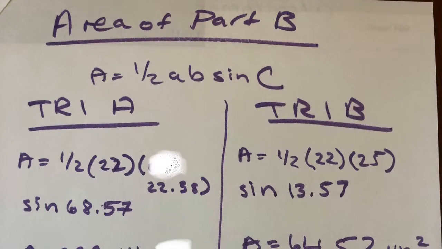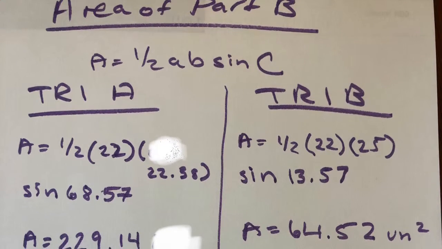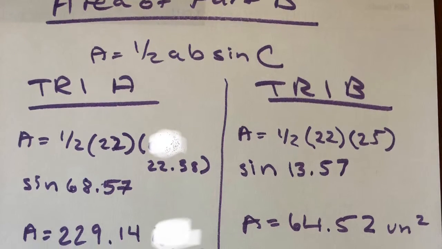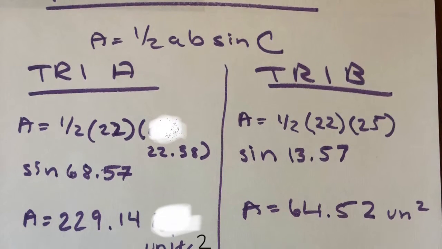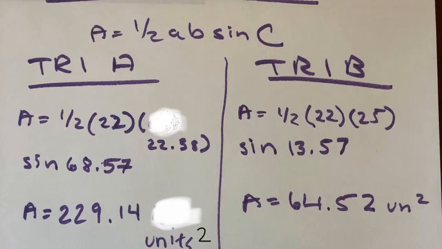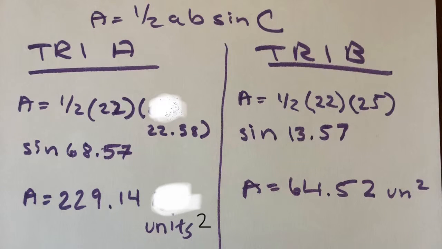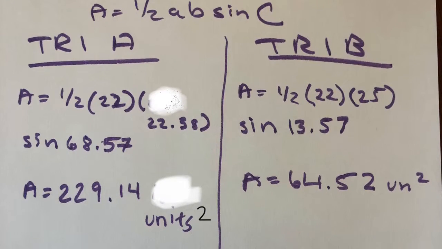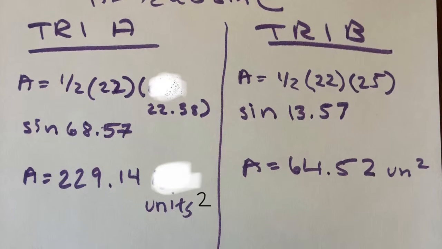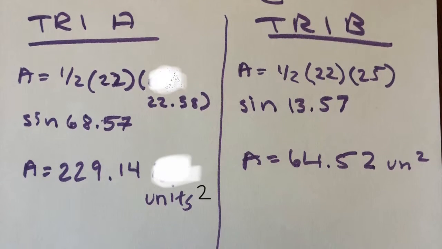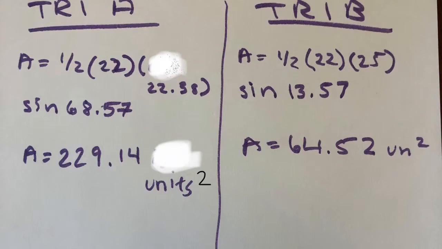Last but not least, we had to find the area of triangle A and triangle B using the formula area equals 1/2 times side A times side B times the sine of angle C or gamma. For triangle A, we plugged in the numbers and we got that the area equals 229.14 units squared. For triangle B, we did the same thing by plugging in the numbers to the formula and getting that the area equals 64.52 units squared.